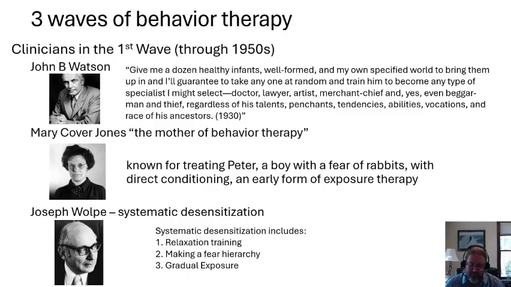In this era, we're looking at folks like John B. Watson, and Mary Cover Jones, known as the mother of behavior therapy. She treated a boy named Peter with a fear of rabbits just using direct conditioning, using positive association while he was being exposed to rabbits, and then he became less afraid of rabbits. Later, we had Joseph Wolpe with systematic desensitization, and that was an extension of what Mary Cover Jones was doing. That included things that would be pretty familiar to modern behavior therapists, like making a fear hierarchy and doing gradual exposure to things on that hierarchy, as well as things like relaxation training and assertiveness training.